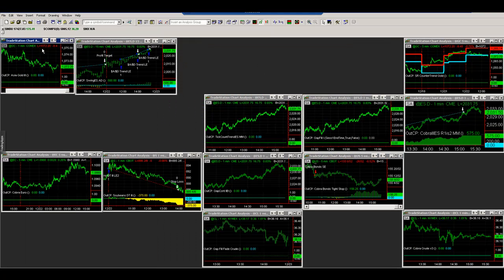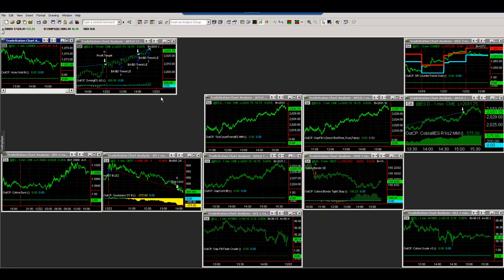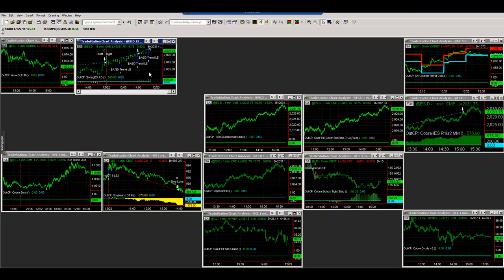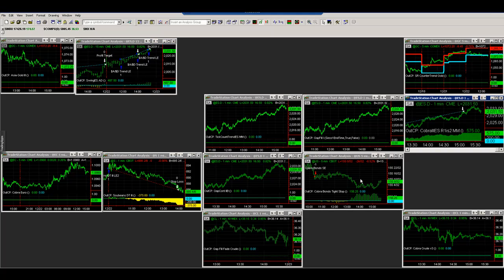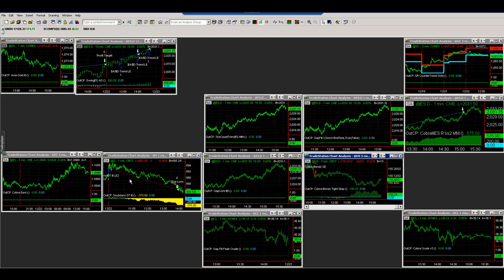These top two in the top left are not part of the 50K. I just have them in this workspace, so I like to take a look at those. But all the other strategies in this workspace window are in the 50K portfolio. You see Cobra 3 today up. Cobra Bonds is up on the short side.